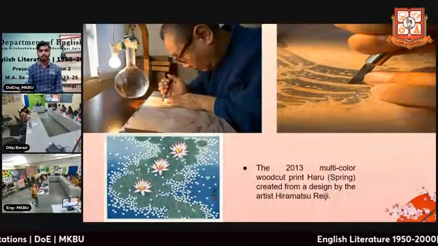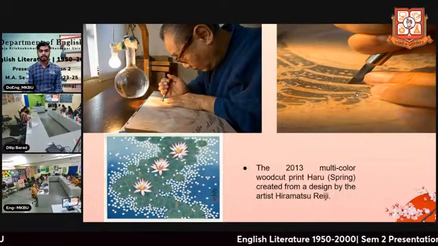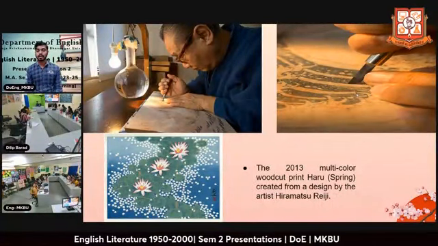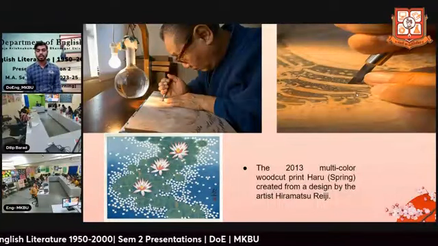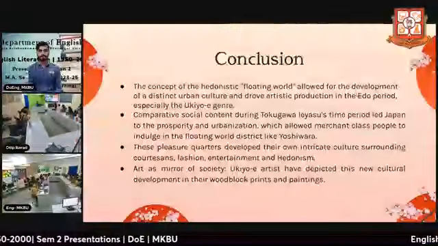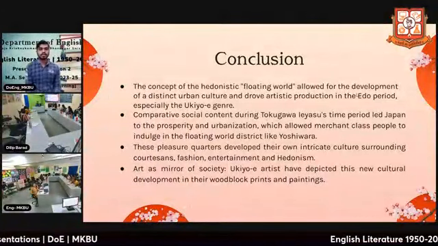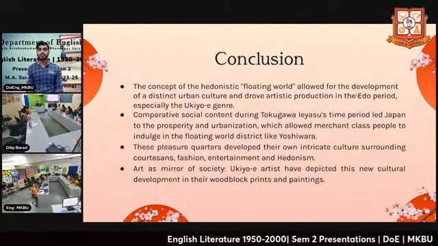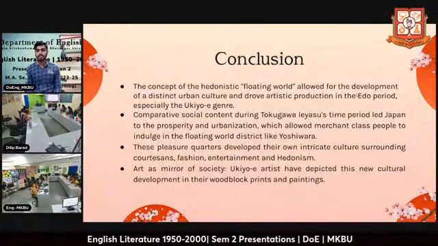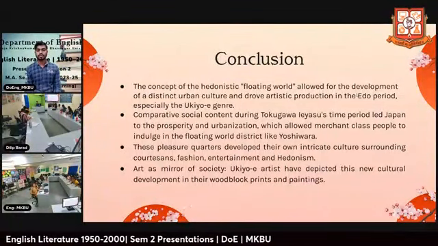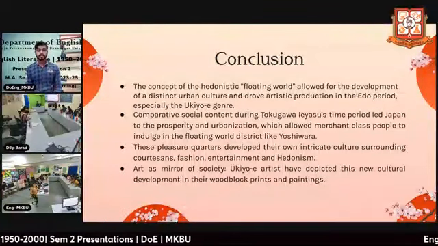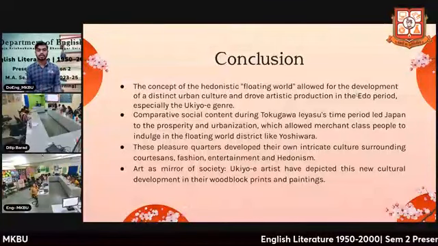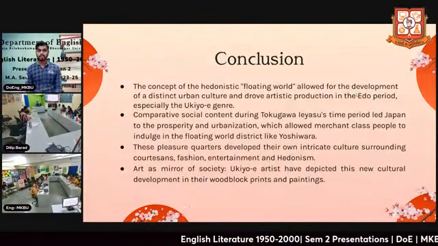Here is a painting, a 2013 multicolor woodcut print created from the design by the artist Hiramatsu Reiji. So, in conclusion, we can say that the concept of the hedonistic floating world allowed for the development of a distinct culture and broad artistic production in the Edo period, especially in the ukiyo-e genre. These pleasure quarters developed their own intrinsic culture surrounding the courtesan, fashion, entertainment, and hedonism.